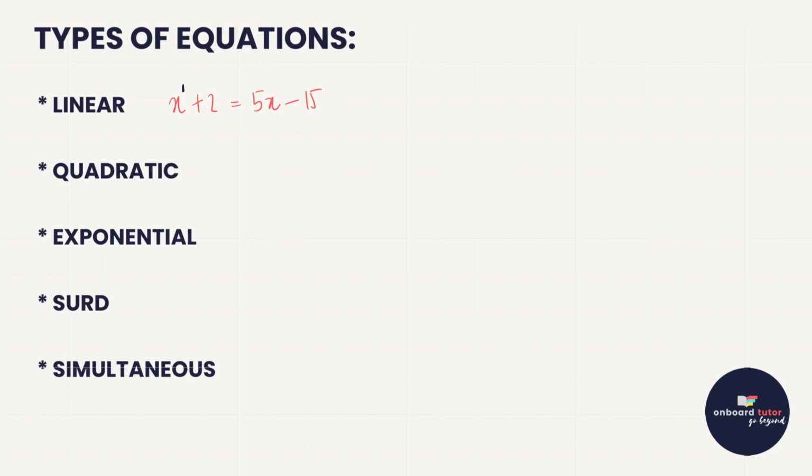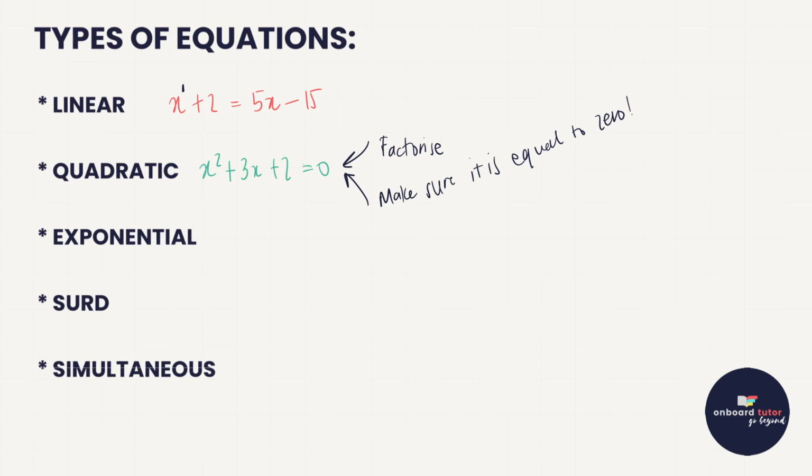The next type that we got introduced to was quadratic equations. Quadratic equations deal with square unknowns, so x squared plus 3x plus 2 would be one such example. In order to solve these, we need to factorize, and we can only factorize once there is 0 on the one side. So make sure it is equal to 0. We got exposed to that already in grade 9, and we've been practicing those.